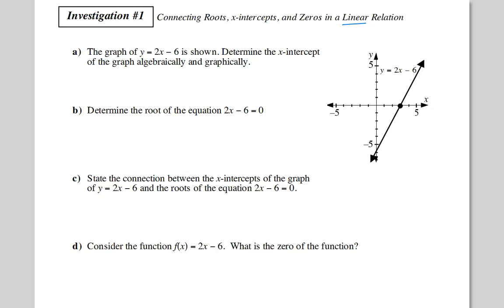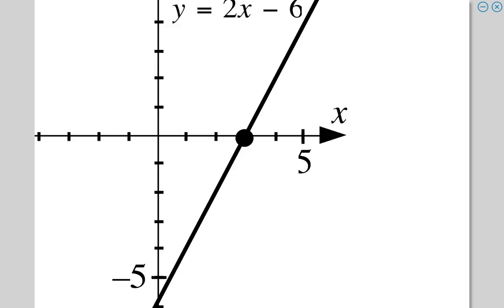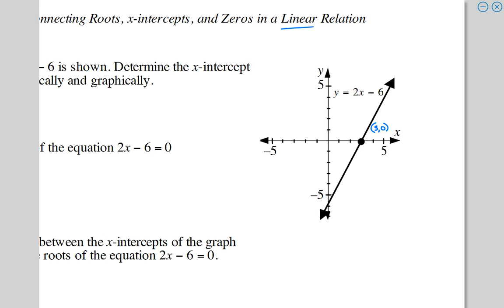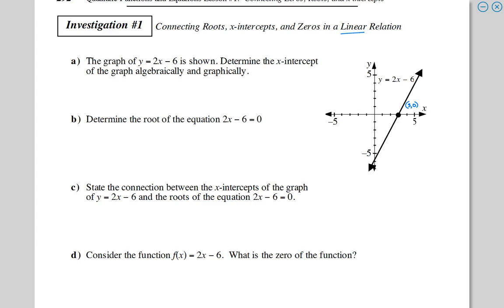It says determine the x-intercept graphically. So what is this value here? What is this value? Careful, you guys. 3, 0. It's 3 to the right and 0 up or down, right? Now, how to prove this algebraically? You have to use the fact that y is going to be 0.